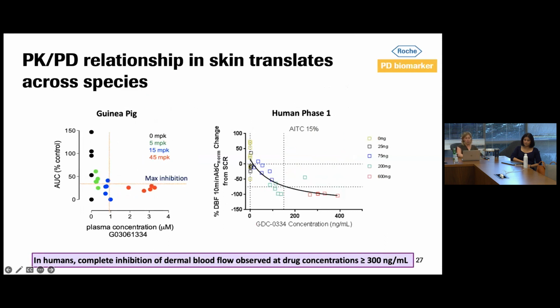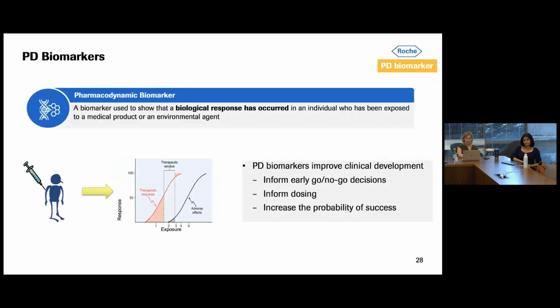And so the totality of the data really shows, on the left here, the PK/PD relationship preclinically and how that translates to the human phase 1. So that's really nice to set what exposure we need. I think this ends my section.